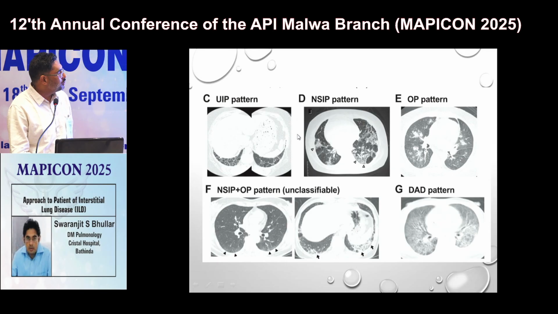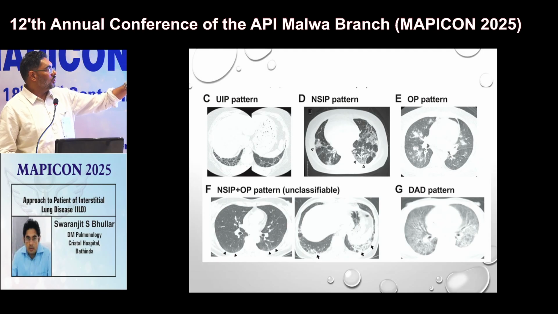And in NSIP, you see a lot of ground glassing, a lot of consolidations or ground glassing in the NSIP pattern. So these NSIP patterns respond much better. They have a better prognosis compared to any disease coming with UIP.